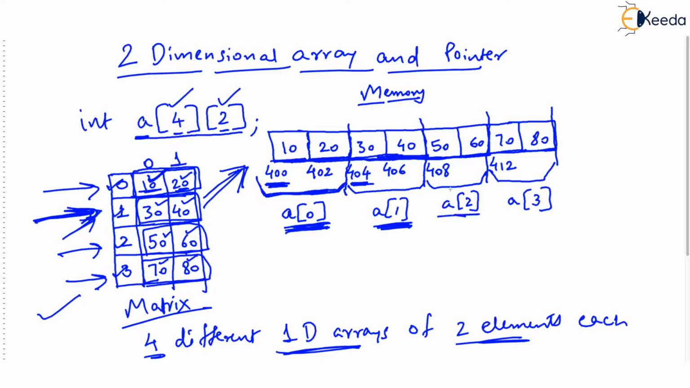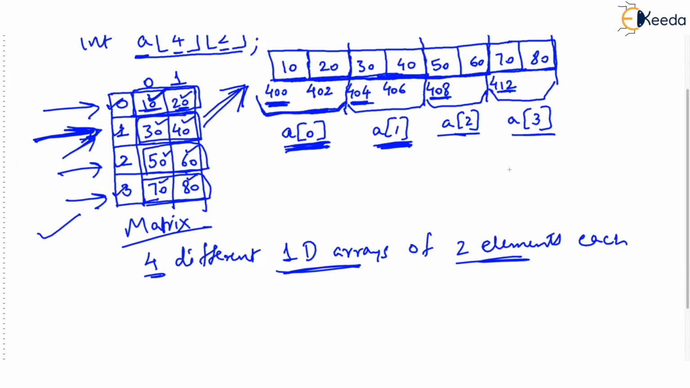Similarly, A2 will be the address of row 2, which is 408. Base address, I am saying, base address. Where does that row begin? I am talking about that. And A3 will give us the base address of row 3. So some notations, you just check. I'm just writing in the algorithmic fashion, okay? I'm not writing printf and all those formats.